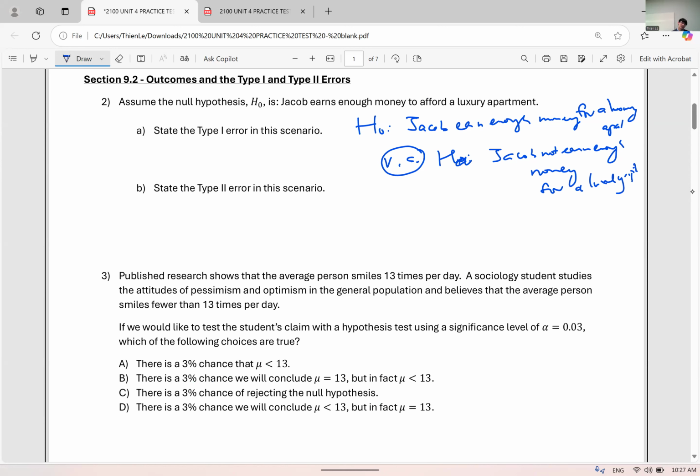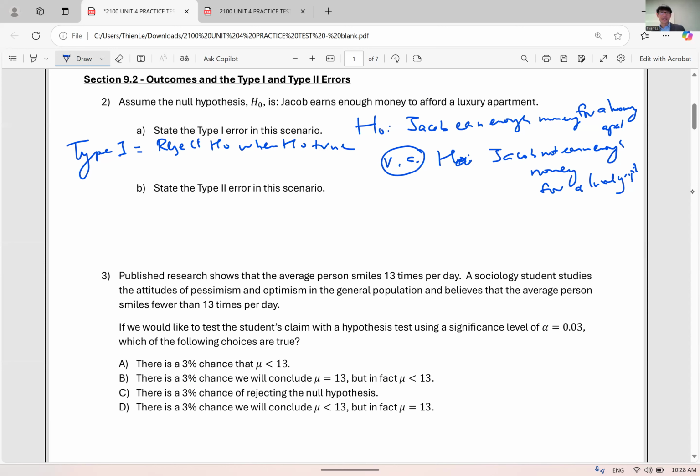So a type 1 error happens when the null is correct, but using the sample data, we reject the null. You should recall that the type 1 error is rejecting H naught when H naught is true. So this is the definition. In this case, you reject the hypothesis that Jacob earns enough money for a luxury apartment, while actually he earns enough money. You reject H naught, which means you support HA. So you conclude that Jacob does not earn enough money for a luxury apartment, while in fact he does.